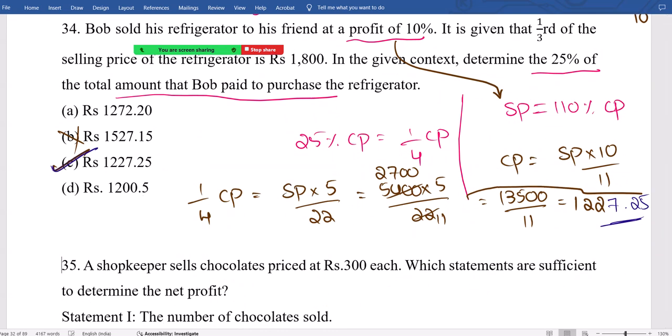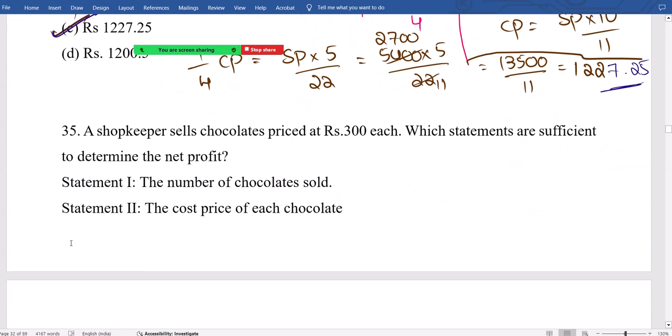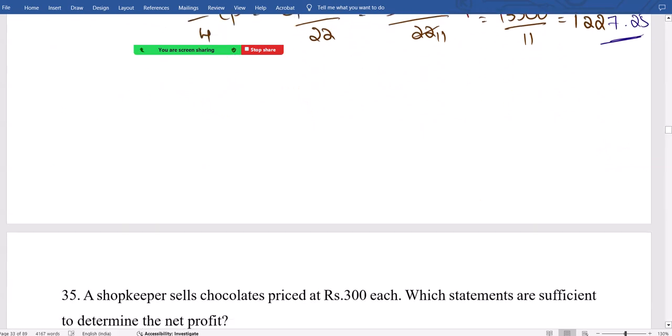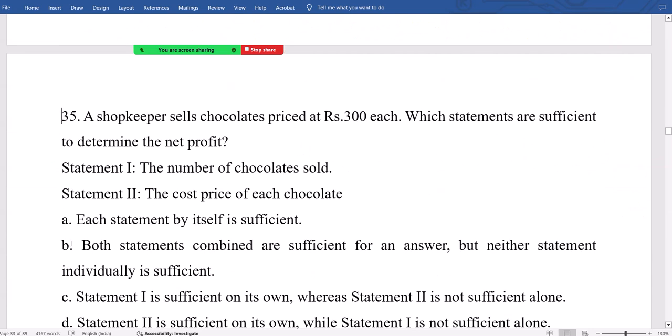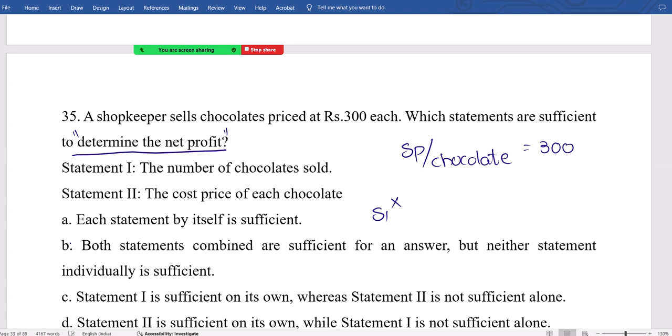Next one. A shopkeeper sold chocolates at rupees 300 each. Selling price per chocolate is nothing but 300. Now the question: to determine the net profit, what is required? What is the total profit if you want to find? Number of chocolates sold is required, but I also want to know cost price, right? One alone is not possible.